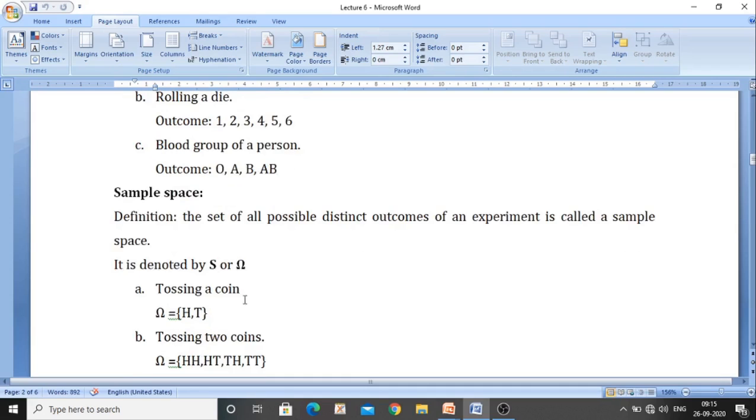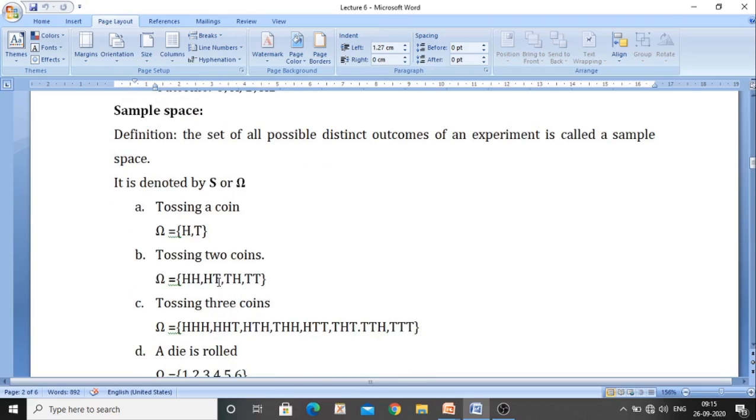Now the first experiment is tossing a coin. A single coin is tossed. When you toss, either you will get head or tail. These are the two possibilities or two outcomes. Therefore omega is equal to {H, T}. H stands for head, T stands for tail. Tossing two coins: omega is equal to {HH, HT, TH, TT}. First one head, second tail, or first tail, second head, or tail, tail. Here we have the concept of permutation, that is, order is important. That's why HH, HT like that.